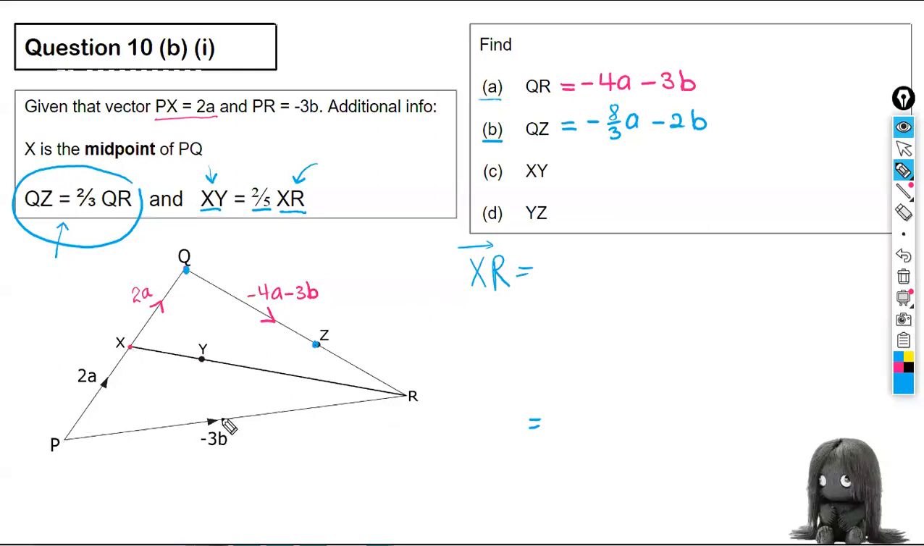I'm going to choose the underneath route. So I'm just going to go from X to P and then from where? P to R. Remember, when you go against the arrow, you have to make the signs the opposite. XP, that's against the arrow. So that's minus 2A. And PR, well, he is with the arrow. So you keep the signs exactly the same.